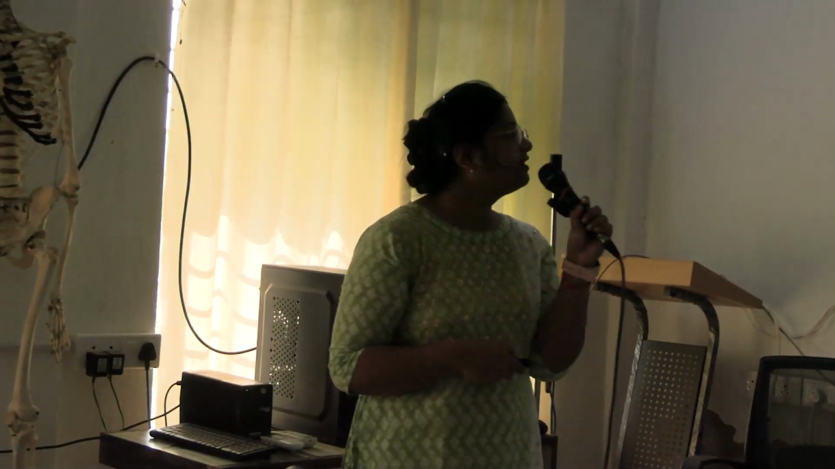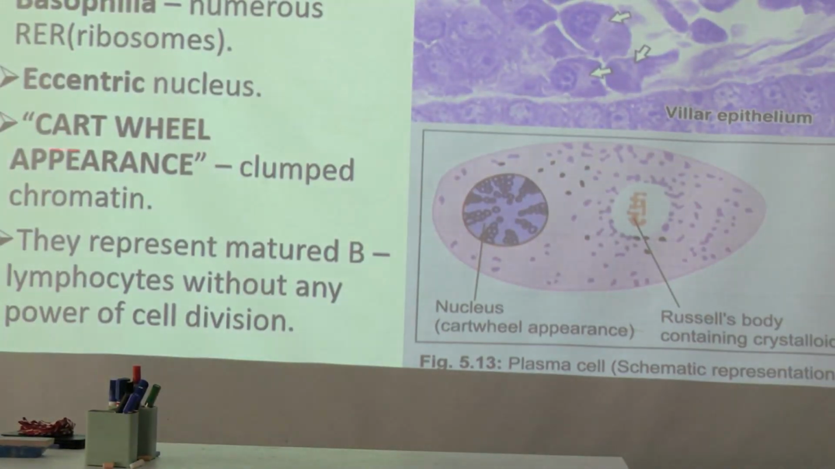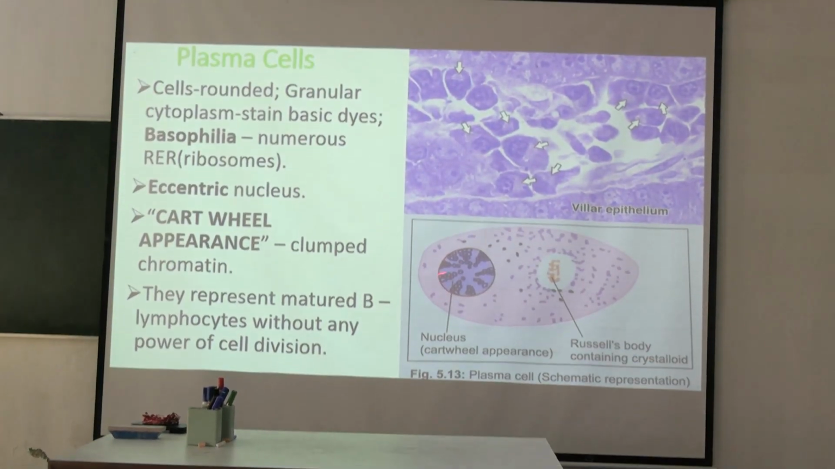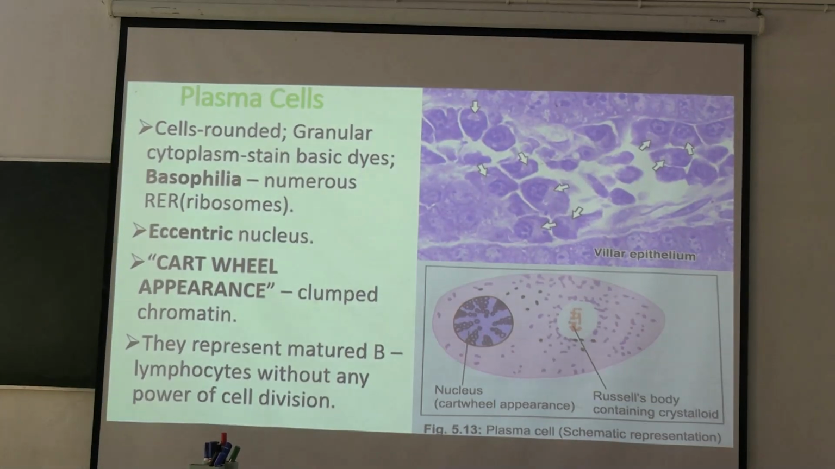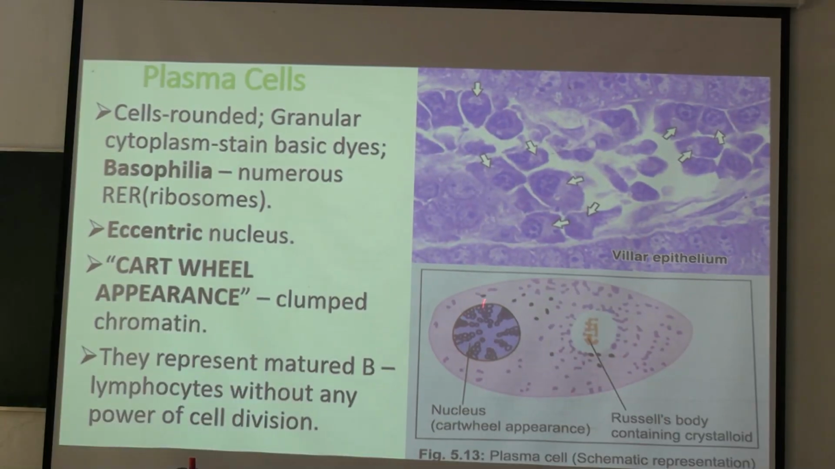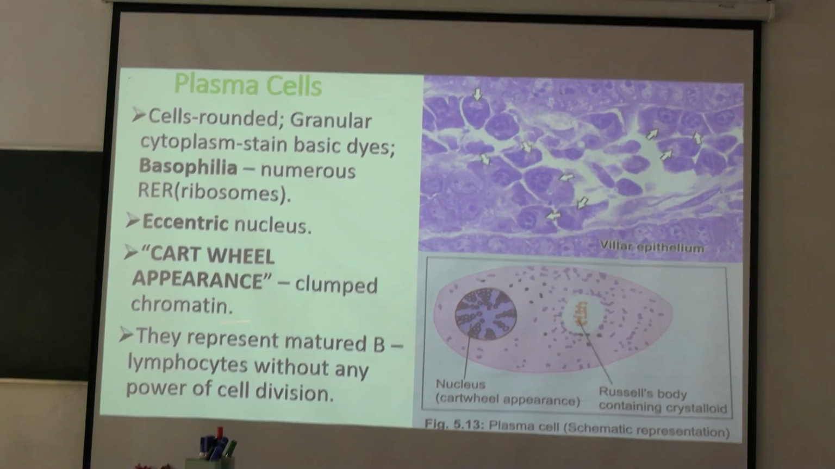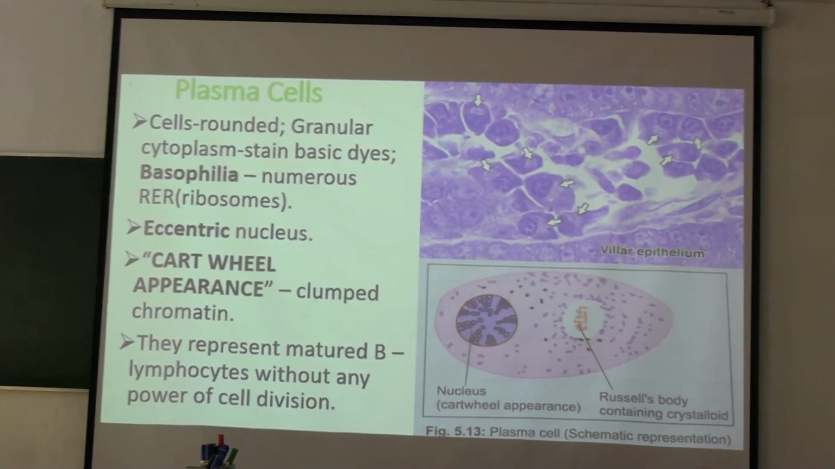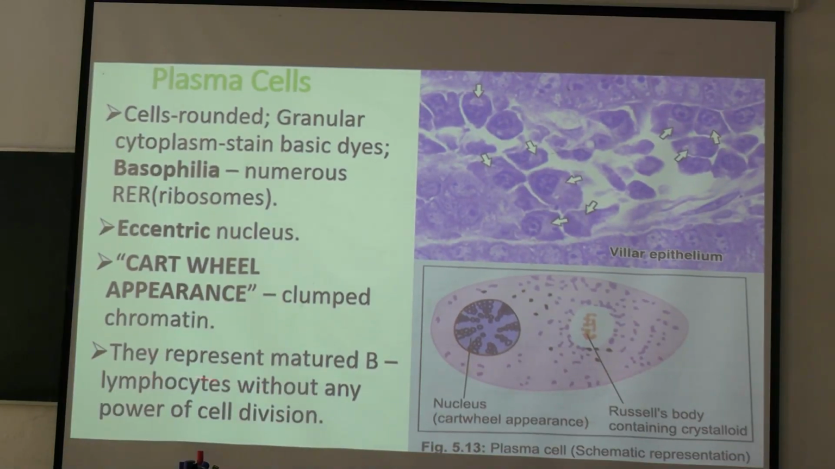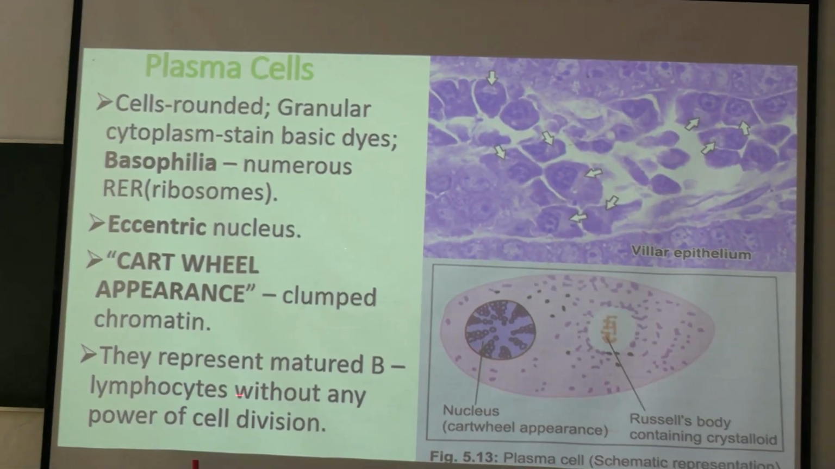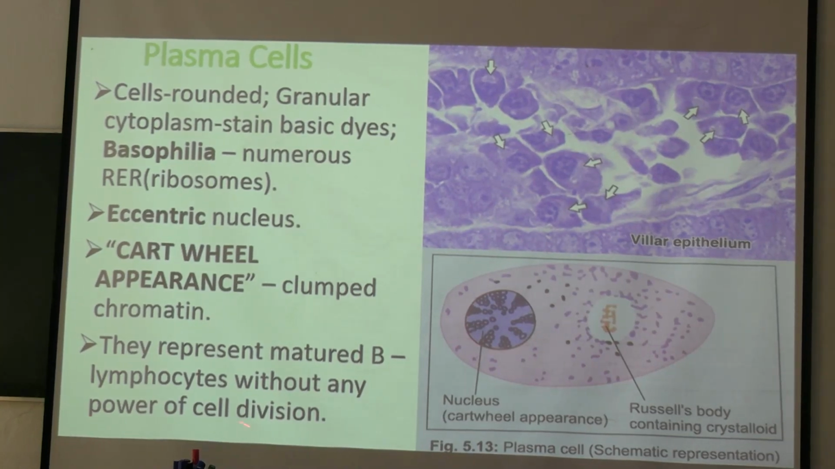The term eccentric you will get in other places also. Eccentric means shifted away from the center. And the nucleus has a cartwheel appearance. See here, the chromatin is clumped like this. That's why the nucleus gives a cartwheel appearance. Cartwheel means like a bullock cart wheel. So with this cartwheel appearance, they resemble mature B lymphocytes without any power of cell division.